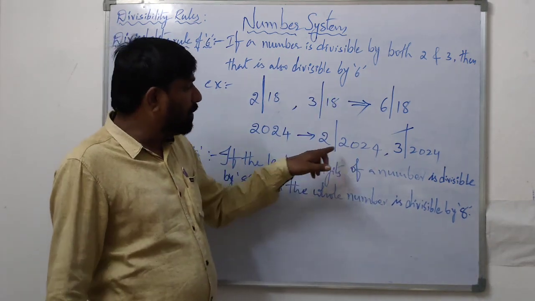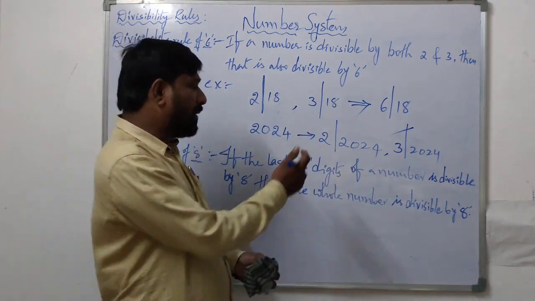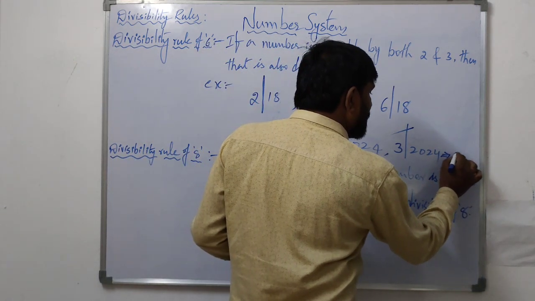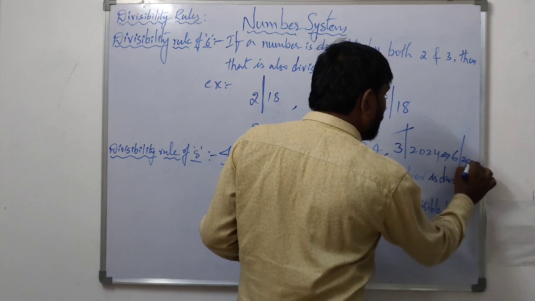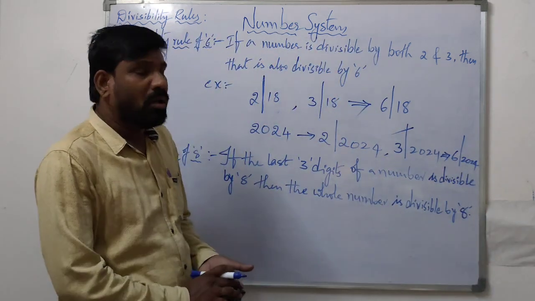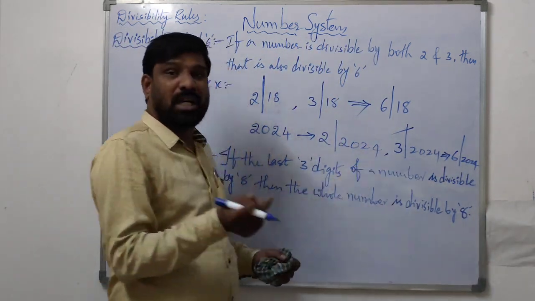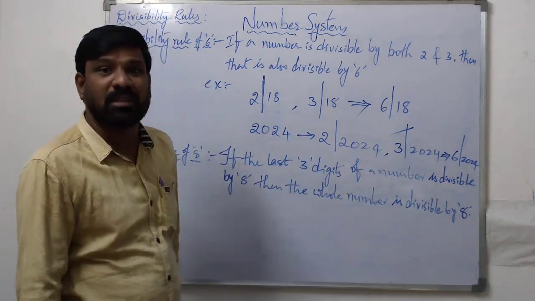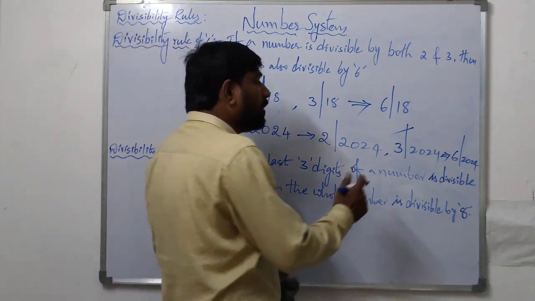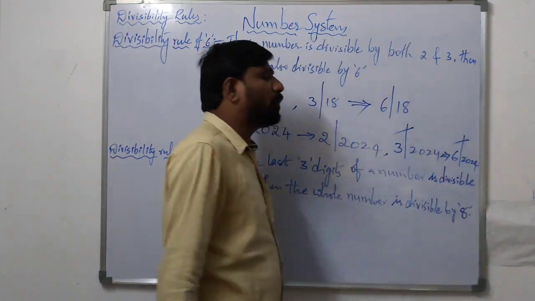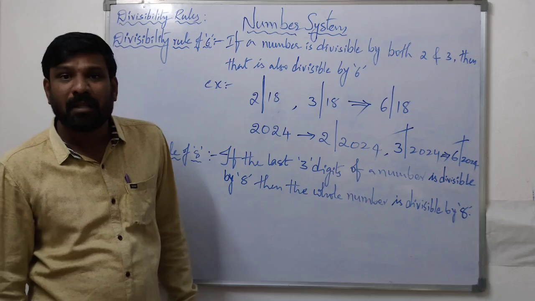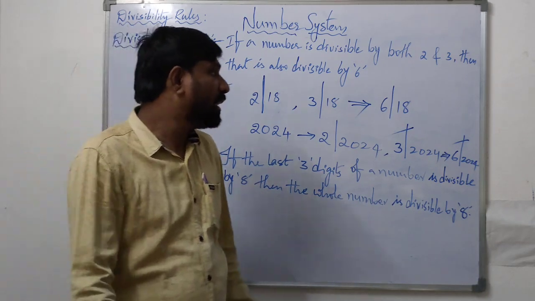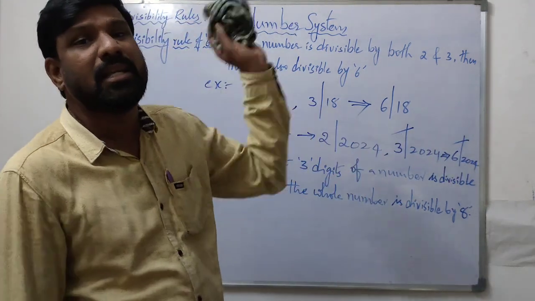But 2024 will be divisible by 2. So now can we say that in this case 6 divides 2024? No, because both conditions 2 and 3 should be satisfied. Here 2 is satisfied, but divisibility rule 3 is not satisfied. So 6 will not divide 2024. 2024 is not divisible by 6.